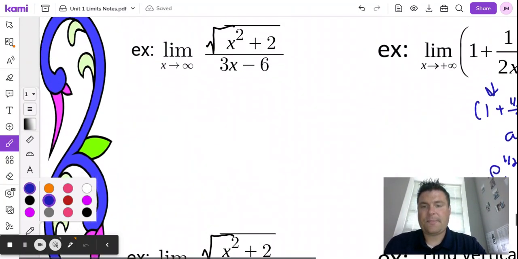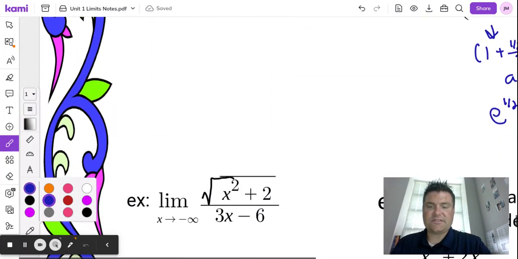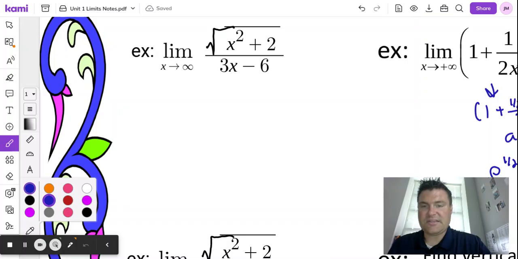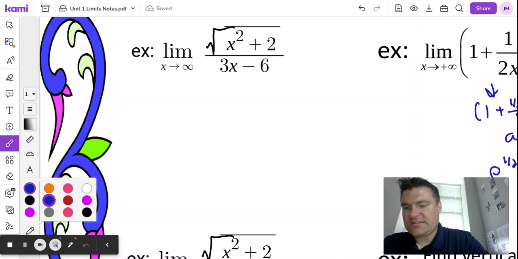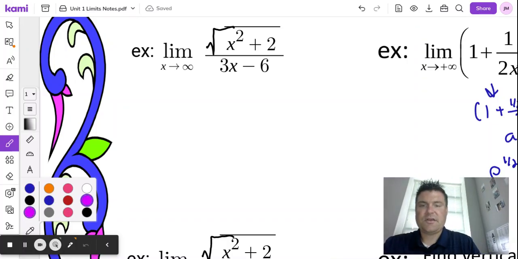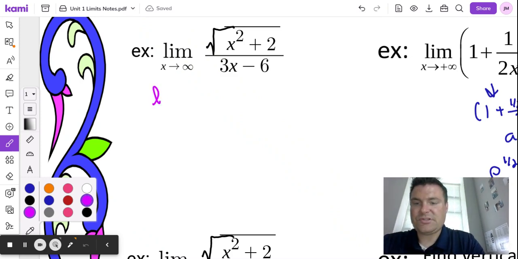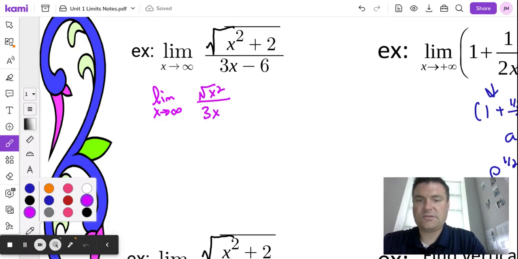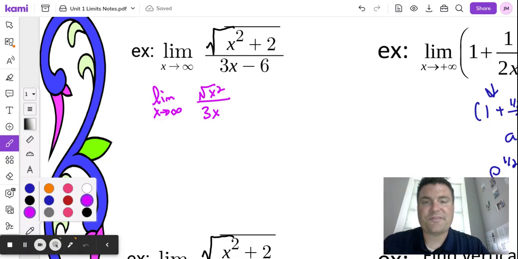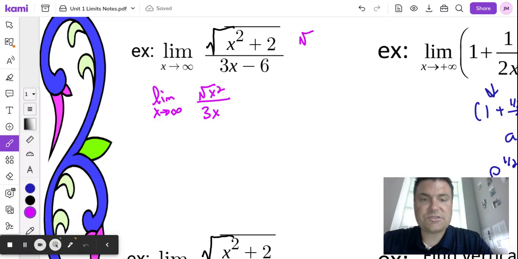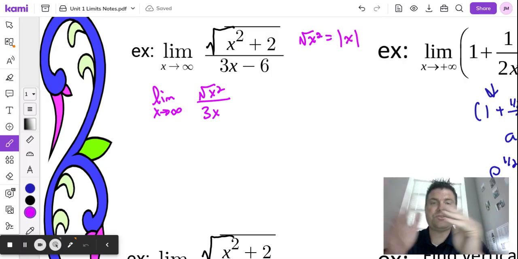This one right here, in my old notes, is written together, but I think it's easier if it's separate. And you'll see I'll do the same thing over and over again here. As we go out to infinity for this one, I'm going to look at what's growing the fastest on the top, and I want to include that square root. So I'm going to get the square root of x squared. Growing the fastest on the bottom is just 3x. It's really important to note that the square root of x squared is equivalent to the absolute value of x. You do need to know that.